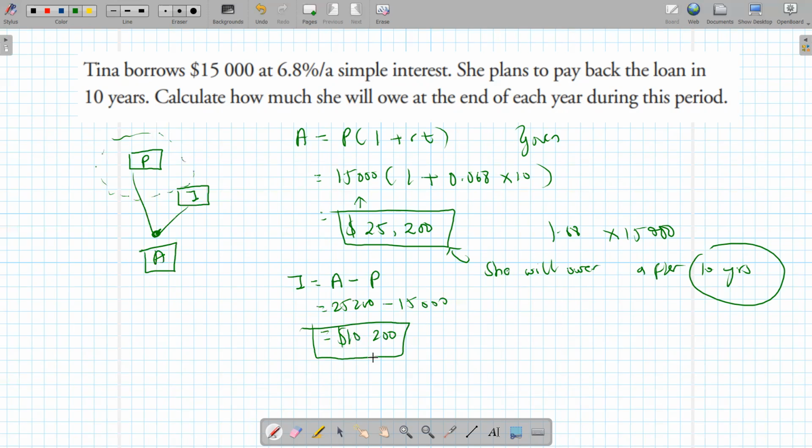See that? That's pretty high. So how much does she pay each year? Well, you just divide this by 10 because there are 10 years. So you get 1,020. So every year she has to pay $1,020 in interest.